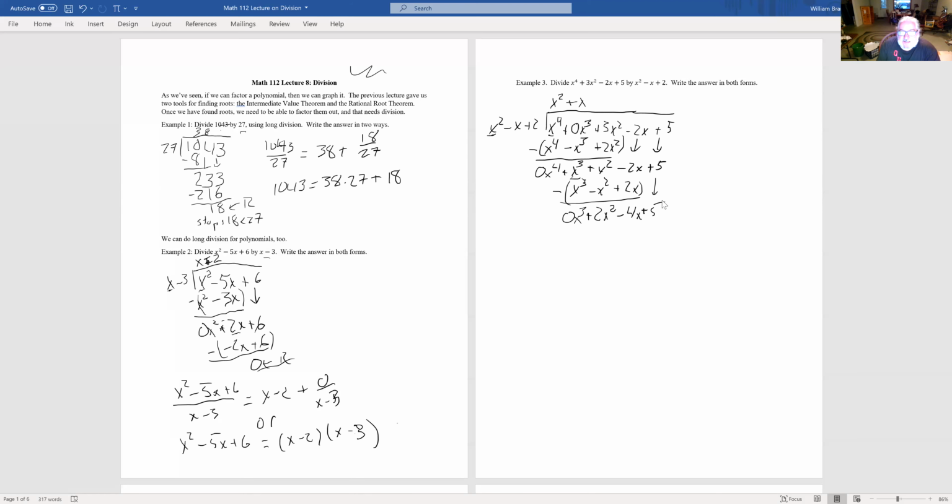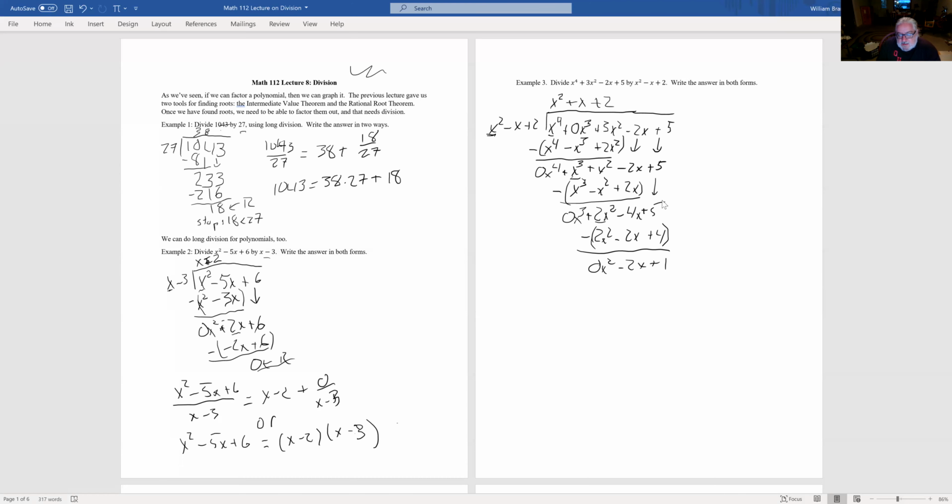Great. What's the next step? Look at the leading term here. Look at the leading term here. What do I multiply x squared by to get 2x squared? That's by 2. 2 times this whole thing gives me 2x squared minus 2x plus 4. I need to subtract the whole thing in parentheses. 2x squared minus 2x squared is 0x squared. Minus 4 minus minus 2 is minus 4 plus 2. That's minus 2x. 5 minus 4 is plus 1.